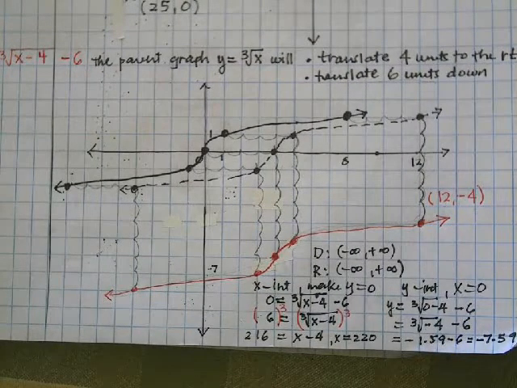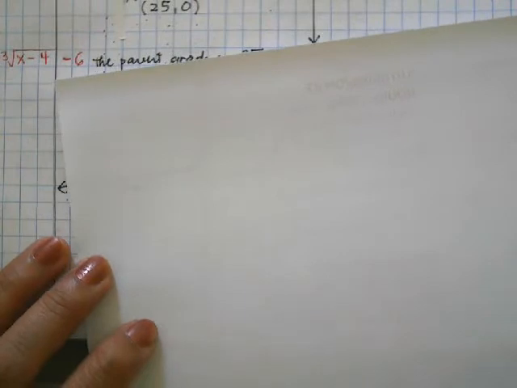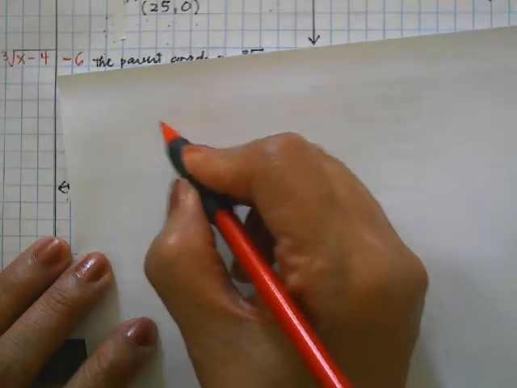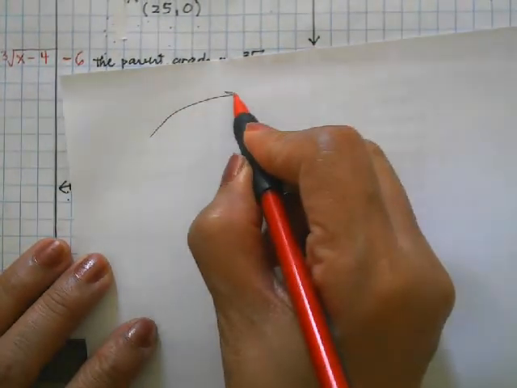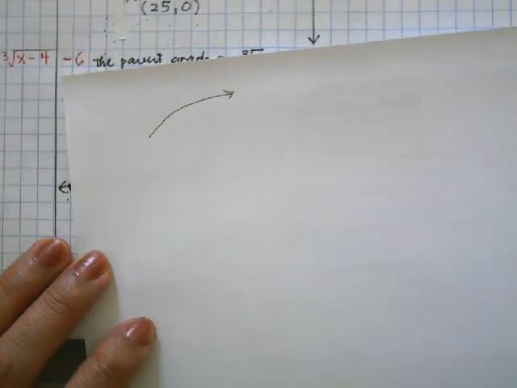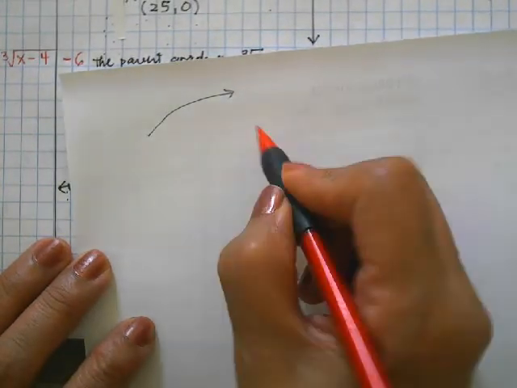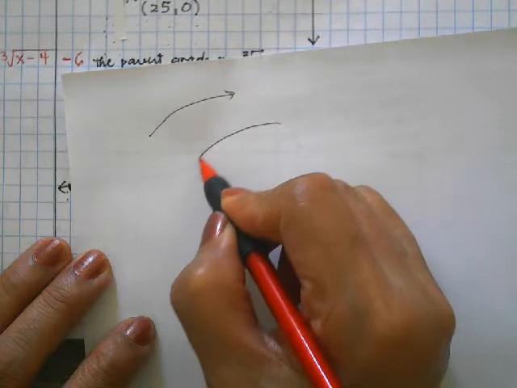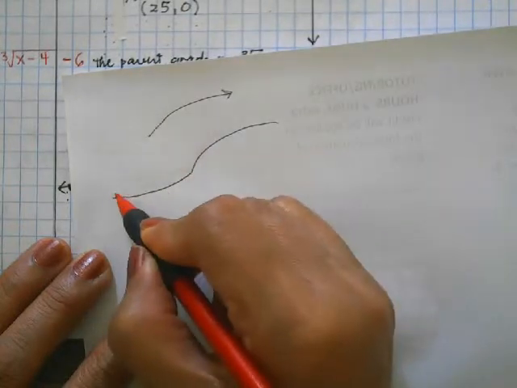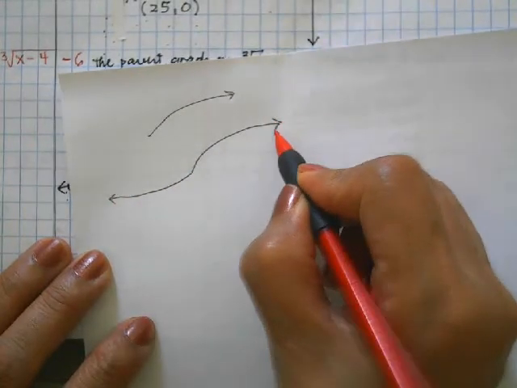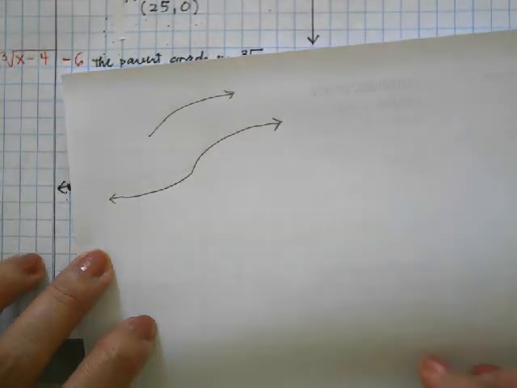So I hope you understand how to transform these radical functions. Remember, we have two. One is the square root, the parent graph looks like this. And the other one is the cube root, which will look like this. And I hope you learned how to transform them too.